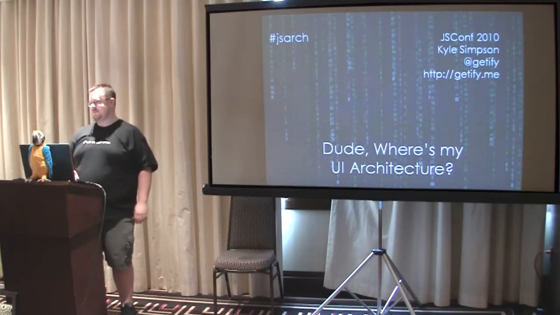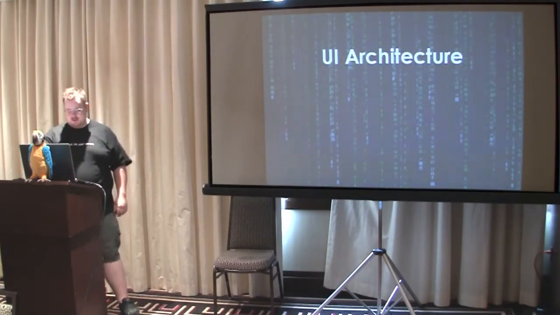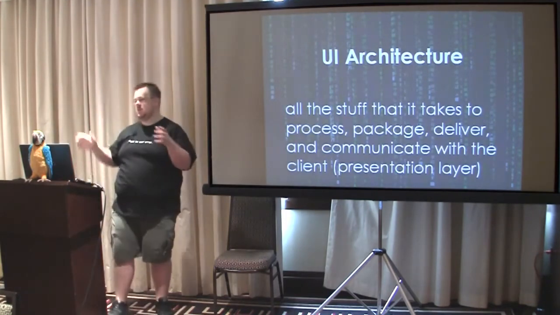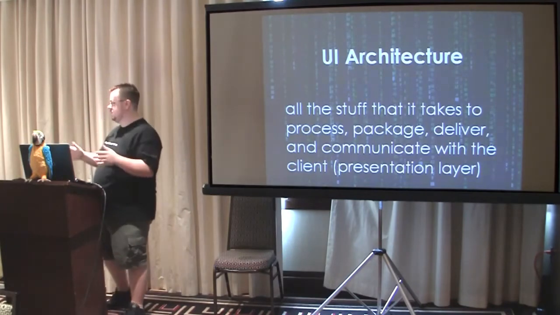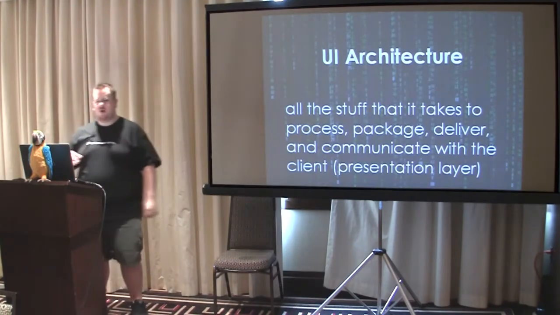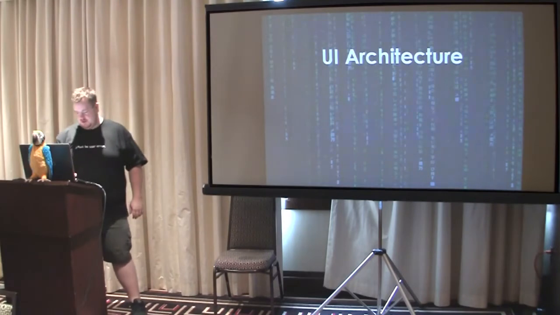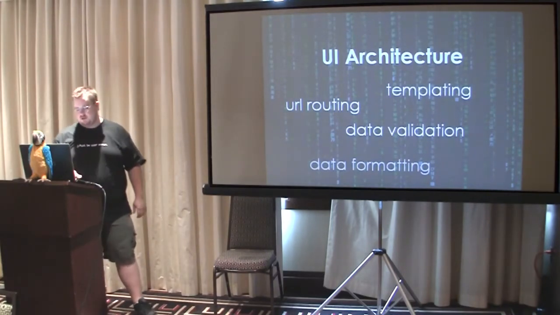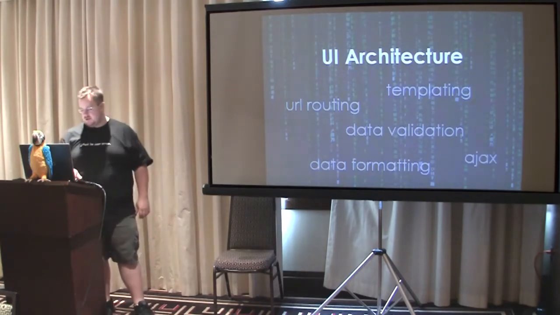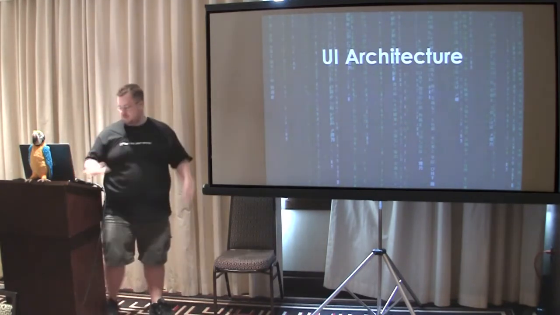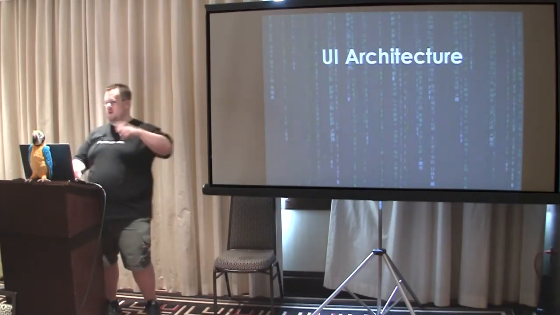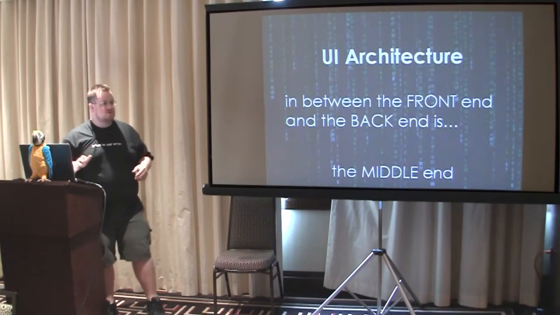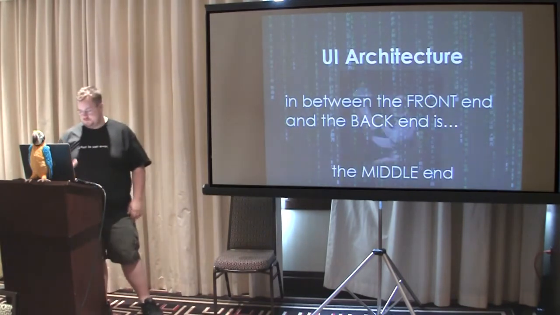dude, where's my UI architecture? That's the title of today's talk. So what the heck is UI architecture? I mean all the stuff that it takes to process, package, deliver, get together your presentation layer and get it up to the browser from the server. This involves things like templating, URL routing, data validation, data formatting, AJAX, even stuff like caching. I didn't put that on the slide. All those things are part of what I call the middle end. So this is in between the front end and the back end.